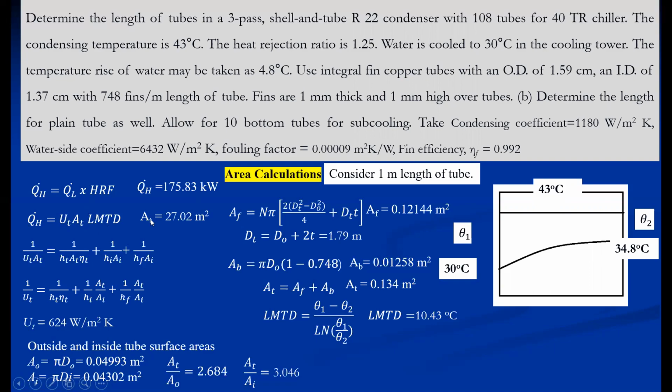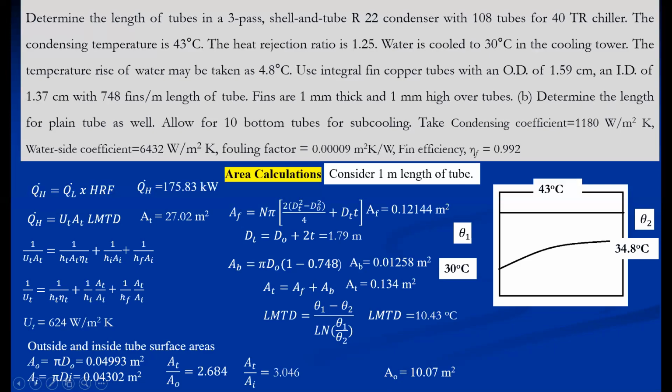Now don't get confused between this heat transfer area and this heat transfer area. This is for a particular length, only for 1 meter length. And this is the total fin surface area or total outer surface area for the entire set, including all tubes. This is AT. We have to calculate AO, but we know AT by AO. So with the help of this ratio, first of all, we calculate AO. So AO is nothing but AT upon 2.684. So we get the outer surface area of the tube.